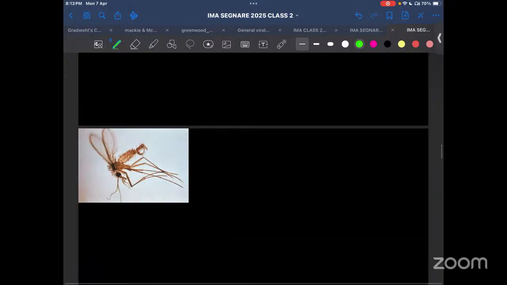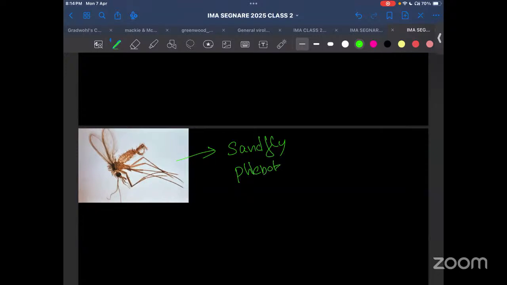Now it is transmitted by this organism. What is this organism? This is the sandfly. There are two sandflies: one is Phlebotomus, and the other is Lutzomyia. So these are the two sandflies. It is transmitted by the bite of the female sandfly.